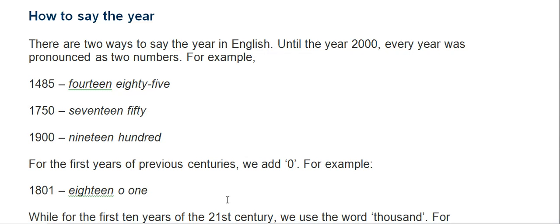Until the year 2000, every year is pronounced as two numbers. For example, 1485, 1750, 1900. For the first years of the previous century, we add oh, for example, 1801.